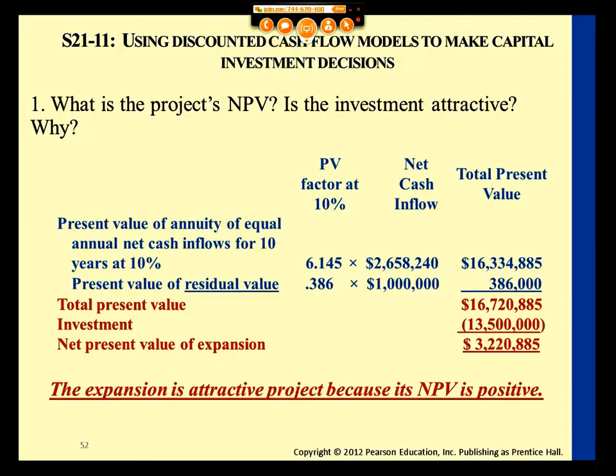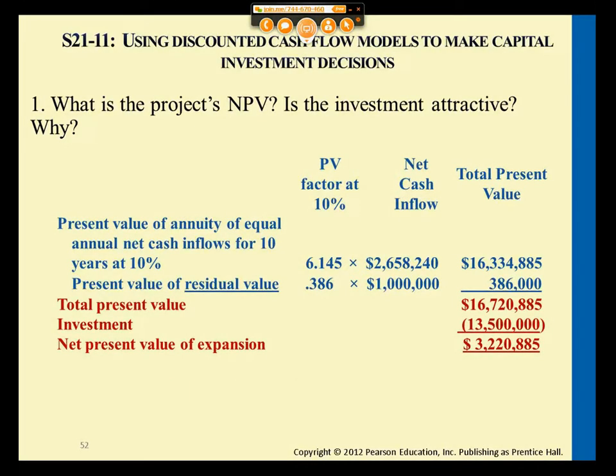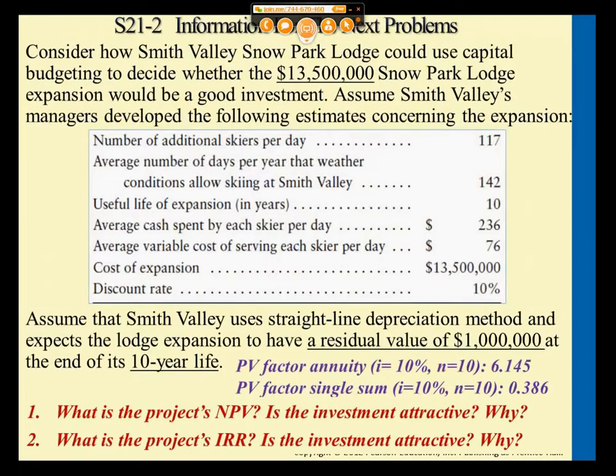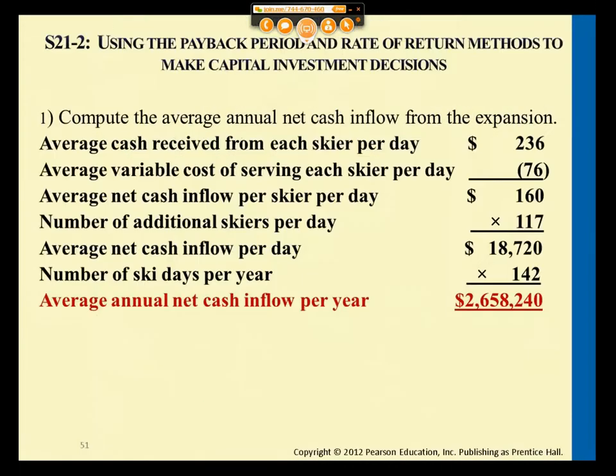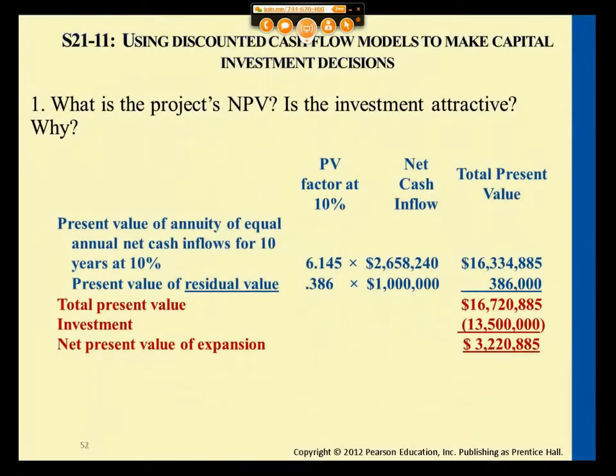So to calculate the NPV, the first portion of that problem, I want you to understand how you calculate it. Okay. S21-2, right? You're going to take your inflow that we just calculated. You'll multiply it by the PV factor that's usually given to you in the problem. That's how you get your total present value of that expansion. Okay?